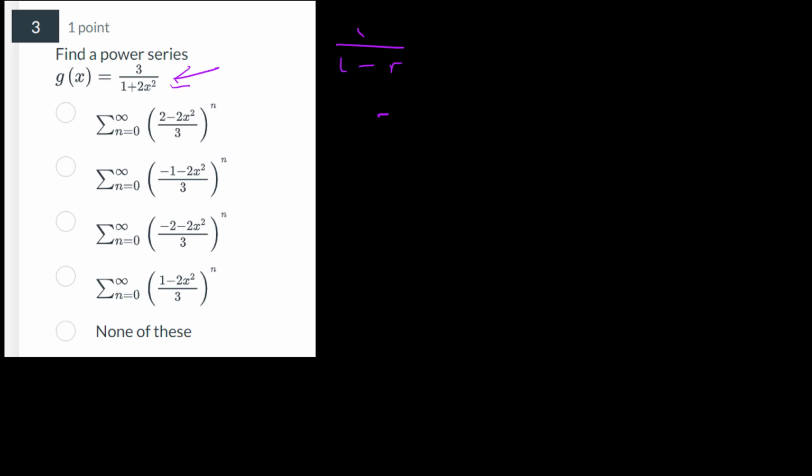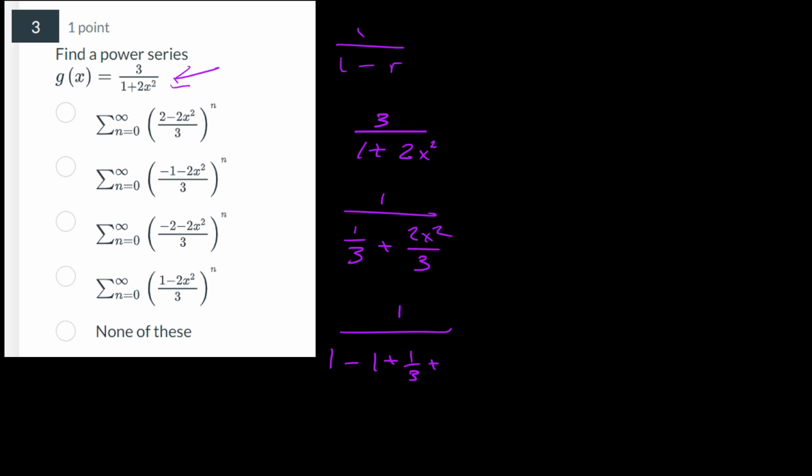So we're going to take our original, which is 3 over 1 plus 2 to the x squared, and let's divide everything on the top and the bottom by 3. That leaves us with 1 over 1/3 plus 2x squared over 3. Then we do a little manipulation on the bottom. We still have 1 on the top, and let's write 1 minus 1 plus 1/3 plus 2x squared. This is a little trick that makes the calculation easier. I didn't really change anything. All I did was add 1 and subtract 1.